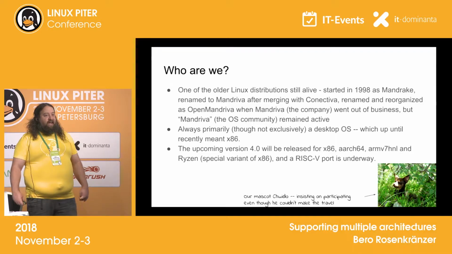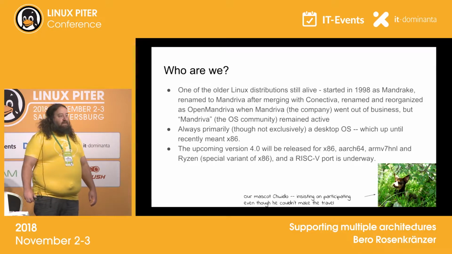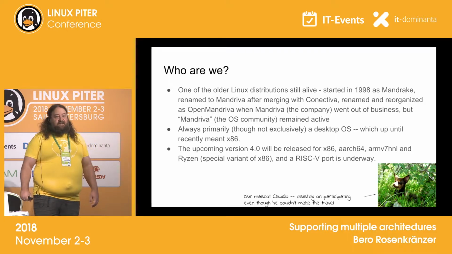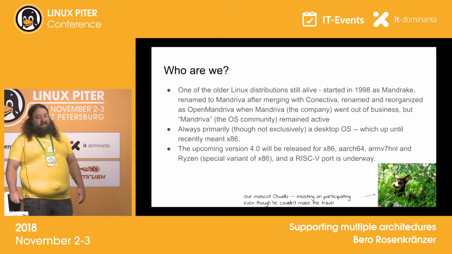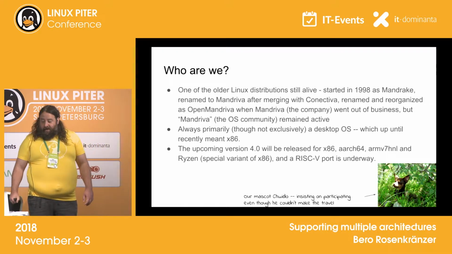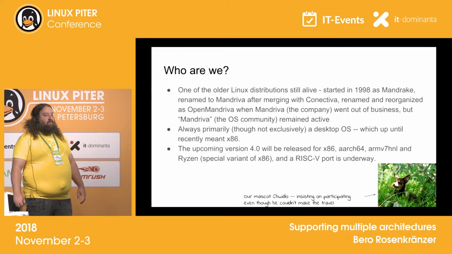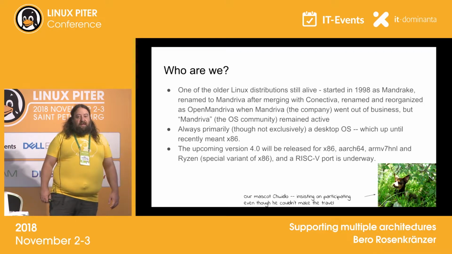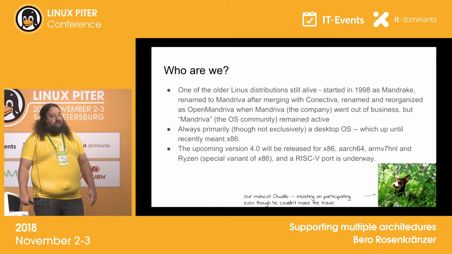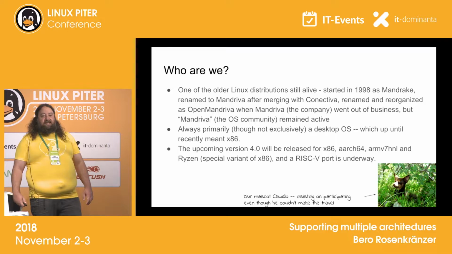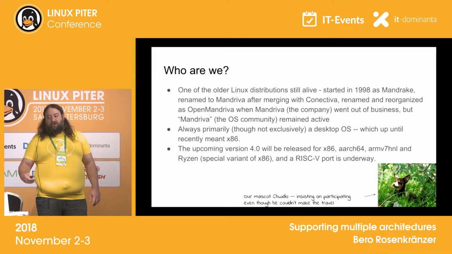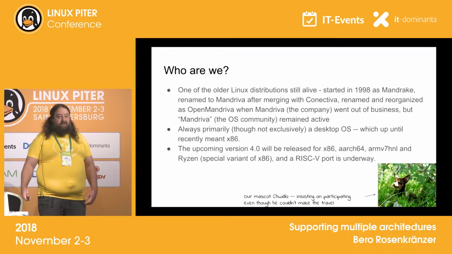You can run the generic x86 version on those processors, but we found that tuning the distribution specifically to the Ryzen processors gives us a 15% speed boost. So that's worth doing as a separate architecture as well. And we are currently working on porting to the new, completely open RISC-V CPU architecture. That's not going to be released with 4.0 because it's just not ready, but some initial early builds should be available for testing soon.